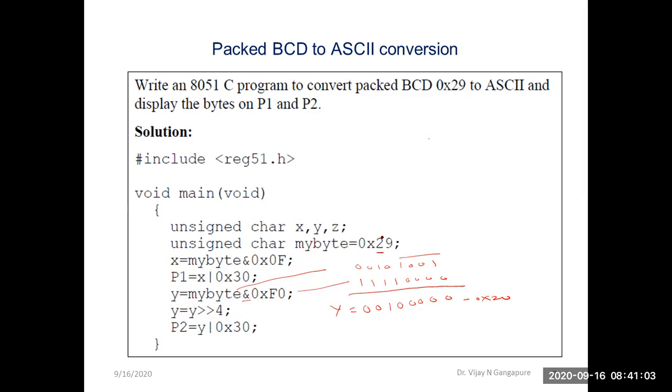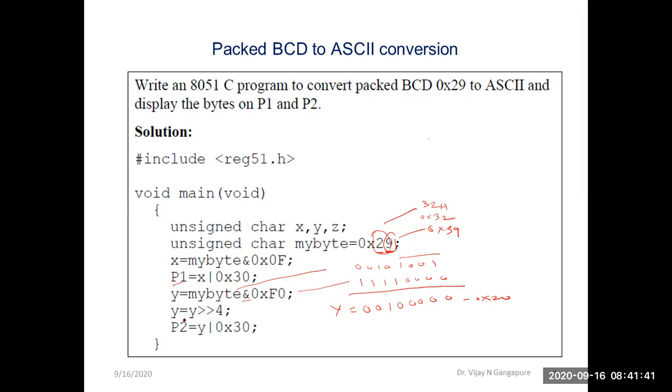Because we have already converted this 9 to its ASCII code, that is 0x39, and we have outputted it to port 1. Right now we have to take this second BCD number and convert it to its ASCII, that is 32H or 0x32, and we have to output it to port 2. That we are doing. First we are masking the lower BCD number, that is 9, and here simply we have 0x20. Then that value is available in y.